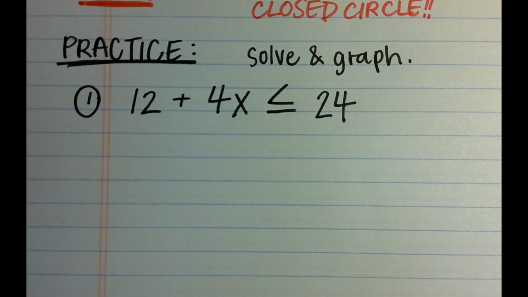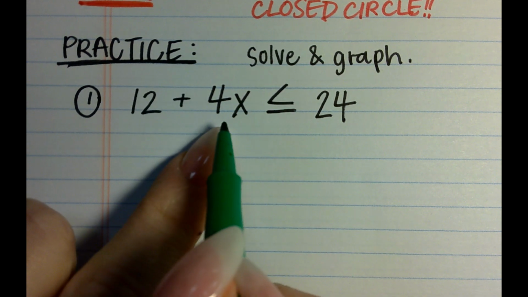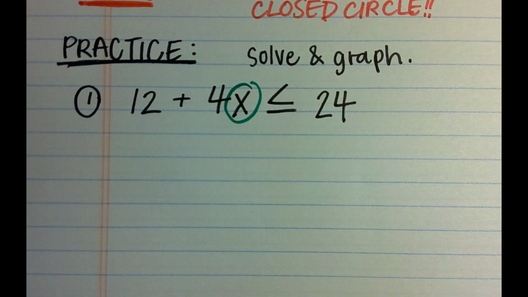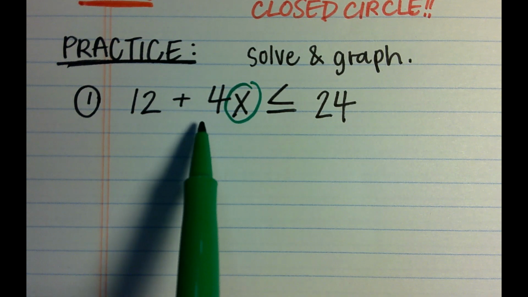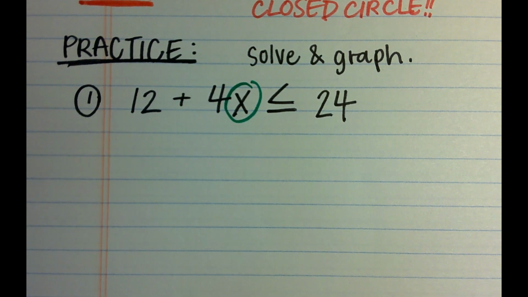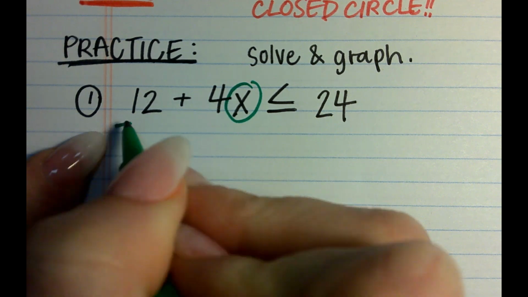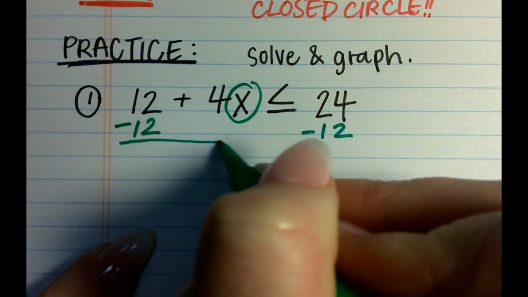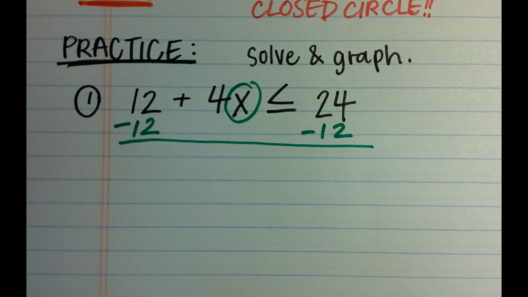Where would I start for this problem? Subtract 12. We will divide by 4 eventually, but we have to do addition and subtraction first. We're going to subtract 12 first. So minus 12 on both sides. Okay, we draw our line.